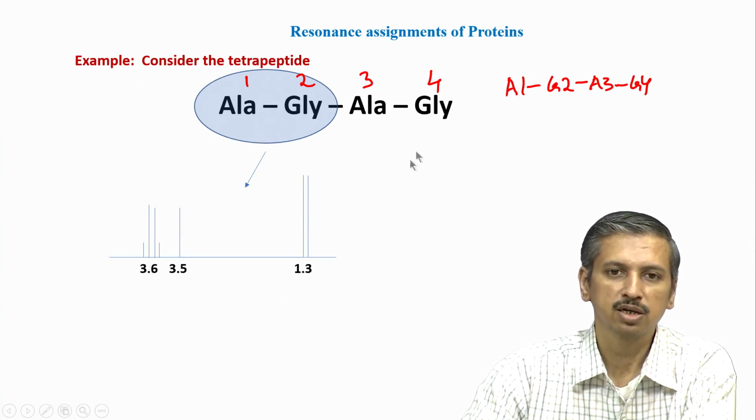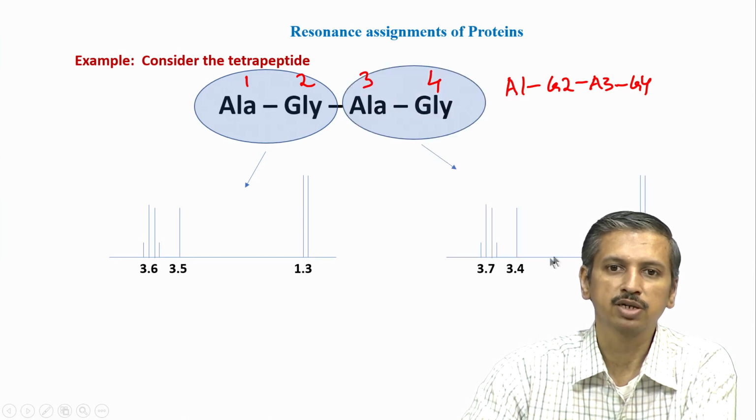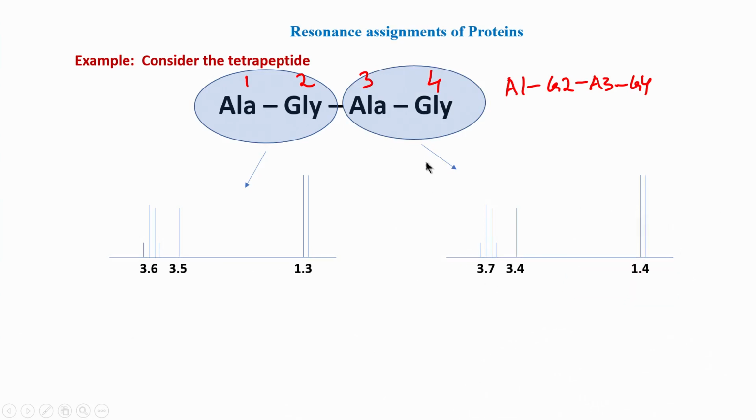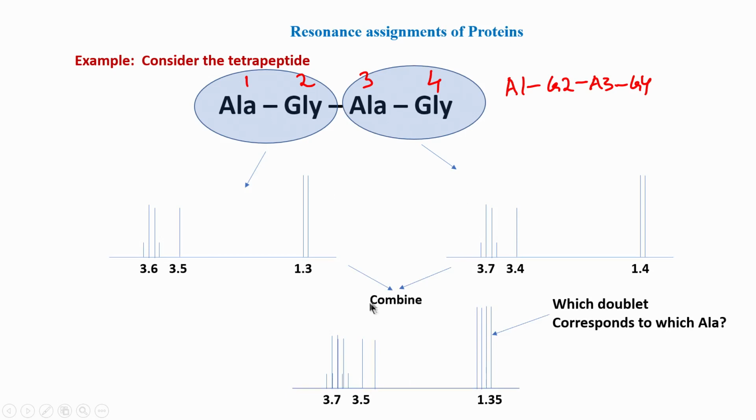Similarly, when you attach this alanine glycine, it may have a slightly different chemical shift. I am not taking the same peptide now, I am just showing you that the chemical shift of this alanine glycine may not be the same as this alanine glycine, because the chemical environment is now different in the tetrapeptide. So it may have different values. When you combine all 4 together, you get a spectrum corresponding to the full tetrapeptide, where there are 2 glycines, 2 quartets and 2 doublets. The question now is which doublet corresponds to which alanine.